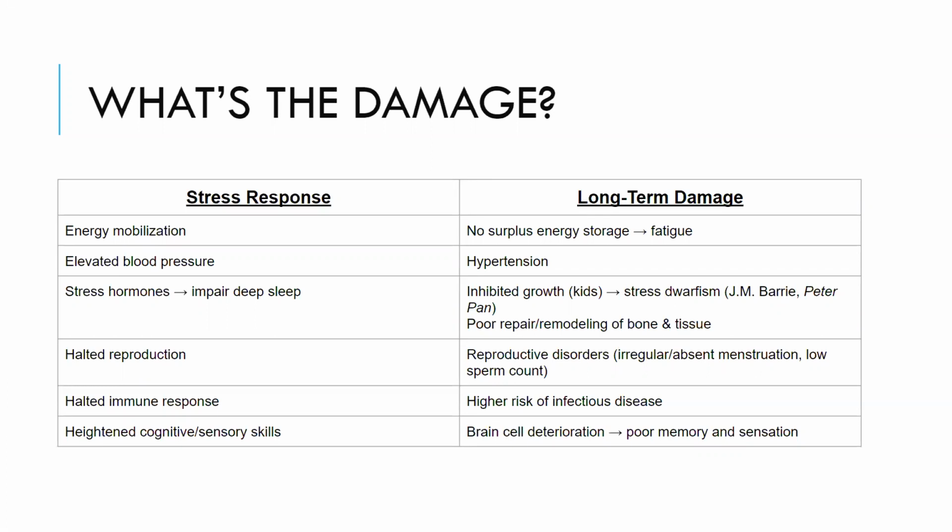And so halted reproduction means that we might be seeing reproductive disorders, things like irregular or absent menstruation in women or low sperm count in men. A halted immune response means that we're going to see a higher risk of infectious disease. And then heightened cognitive and sensory skills in the long run can lead to brain cell deterioration and poor memory and sensation.